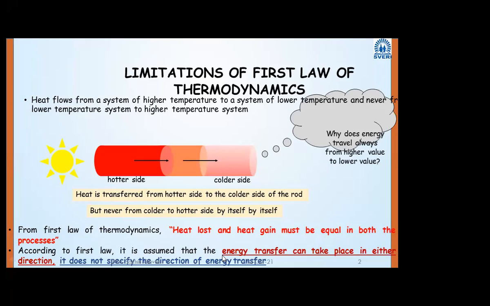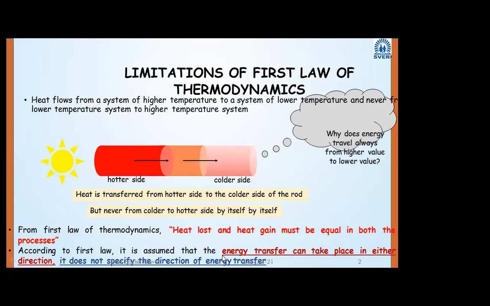The first law of thermodynamics only tells that energy can neither be created nor be destroyed, but it can be converted from one form to another, and the total energy of the system or universe remains constant. So it doesn't speak about the direction of the process. Heat always flows from higher temperature to lower temperature, and it is not explained by the first law. So the first limitation is that the first law of thermodynamics doesn't speak about the direction of a process.